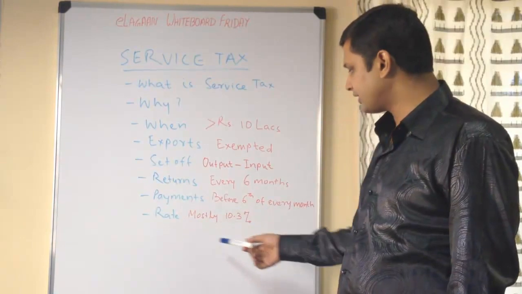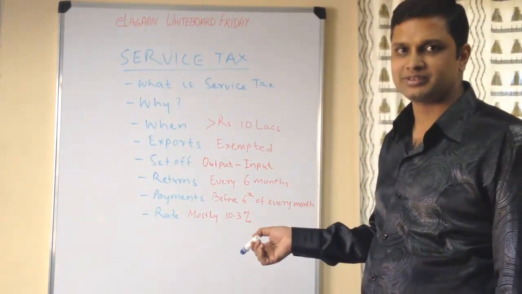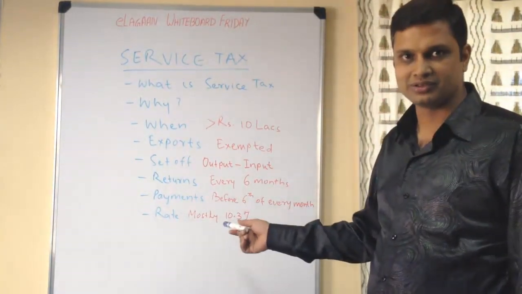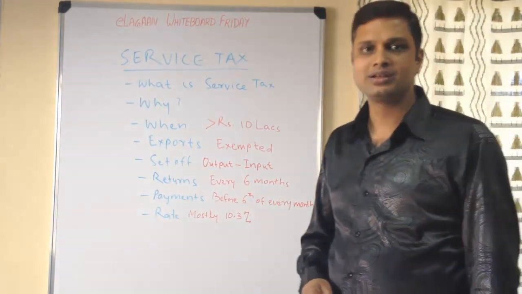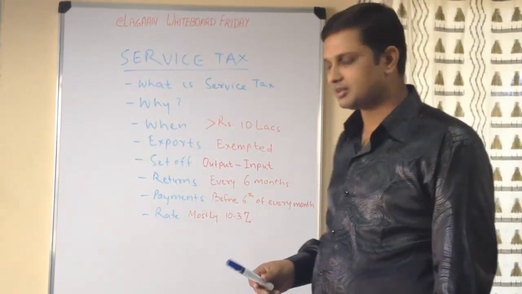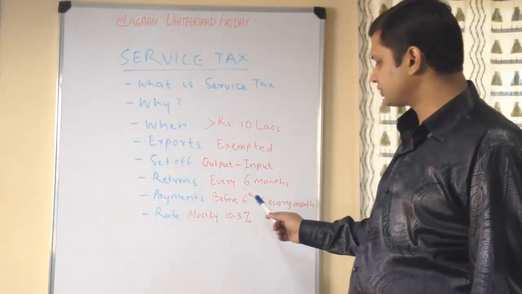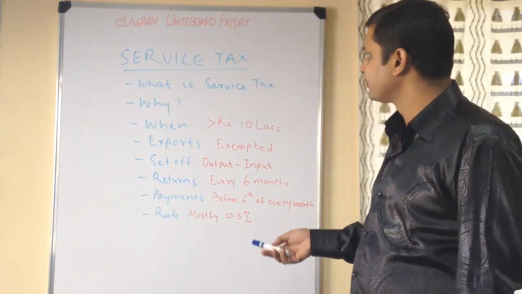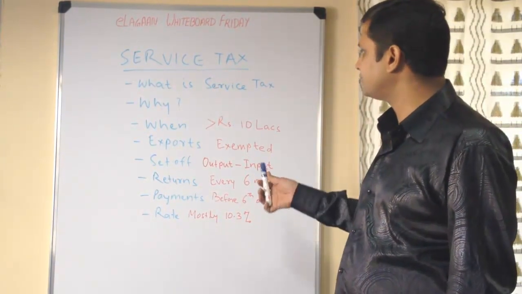Now we look at what the rate of service tax is. In most cases it is 10.3%. Out of that, 10% is the service tax and 3% is the education cess on this. So overall it works out to be 10.3% for the service tax rate. That's it on service tax. I think we have already covered everything.